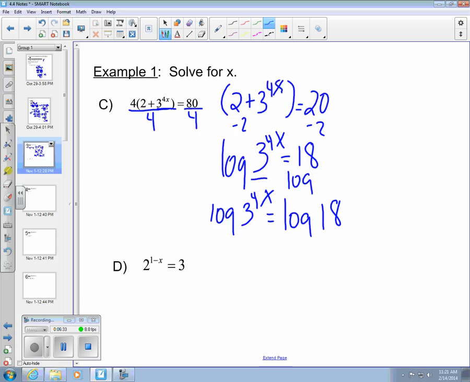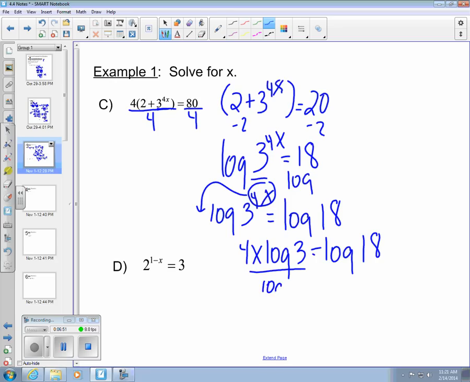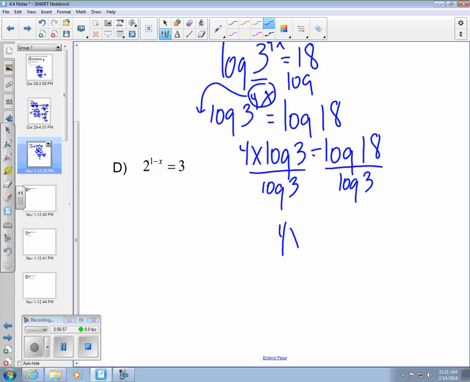Using our power property, we're going to bring this 4x down. So we have 4x log base 10 of 3 is equal to log base 10 of 18. From here, we're going to get that x alone. So we'll divide off by log base 10 of 3 on both sides. This gives us 4x is equal to log base 10 of 18 all over log base 10 of 3.